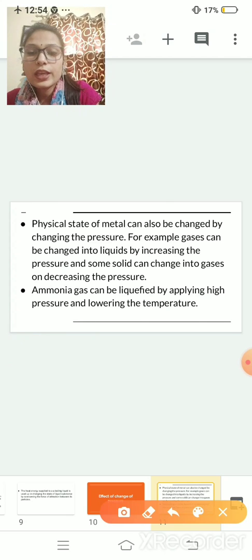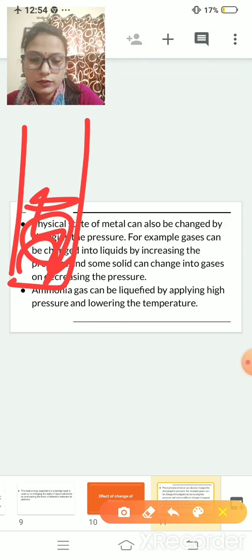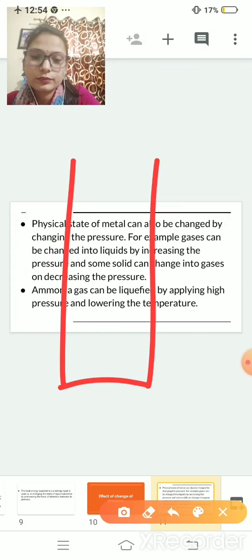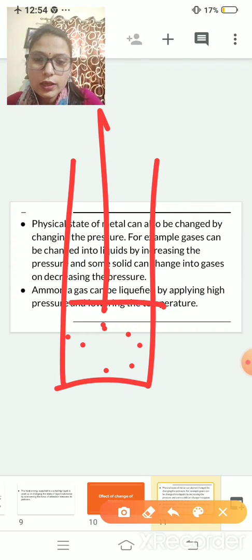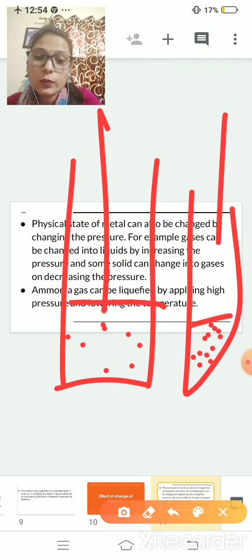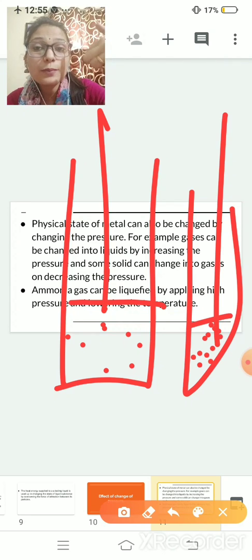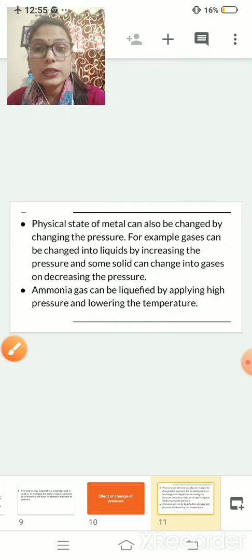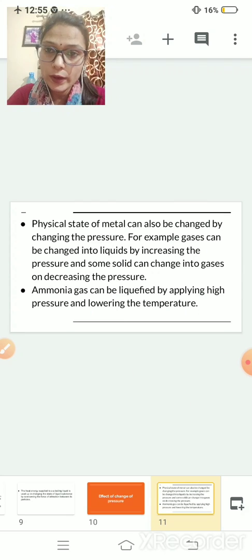Clear? See, if you have an injection, here you have put some gas. Gas particles are there. If you apply pressure on it, now in the second case, the piston is here and gas particles come close to each other. Why? Because you are applying some pressure on it. If you apply pressure on it, what will happen? The particles come close to each other. If the particles come close to each other, it will change the state of matter. It will convert gas to liquid.